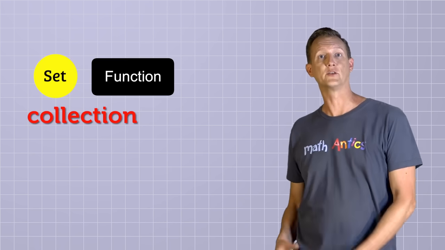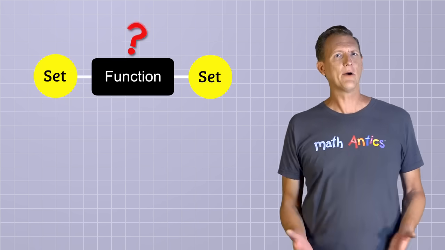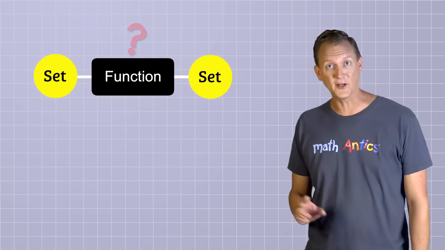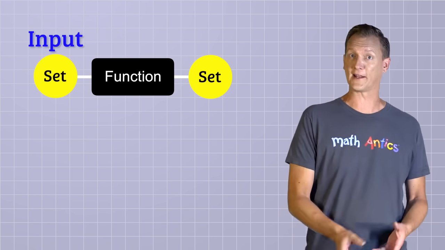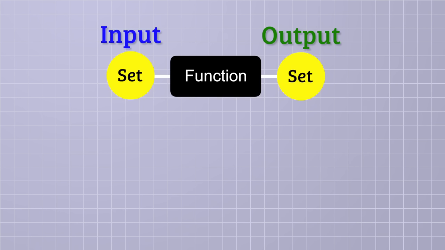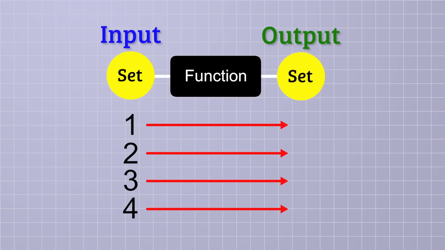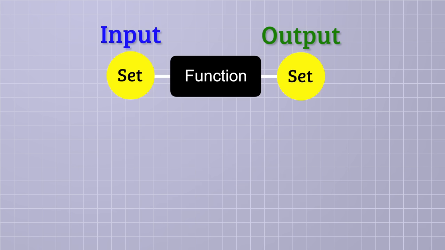Okay, so a set is just a collection of things, and a function relates one set to another. But how exactly does it do that? Well, to understand how functions work, it will help if we start by naming the two sets, the input set and the output set. A function is something that takes each value from an input set and relates it or maps it to a value in an output set. And you'll often hear these input and output sets referred to by special math names. The input set is usually called the domain, and the output set is usually called the range.